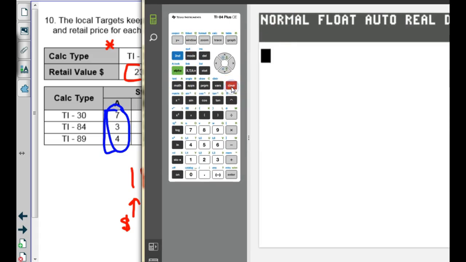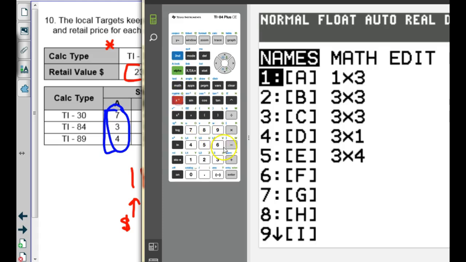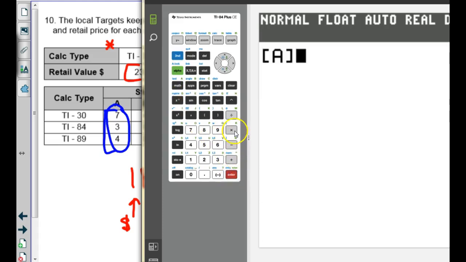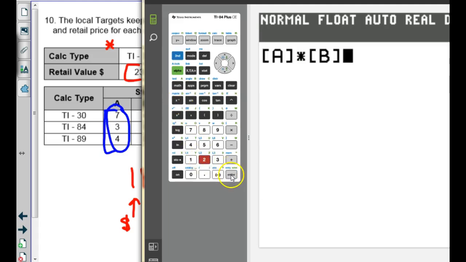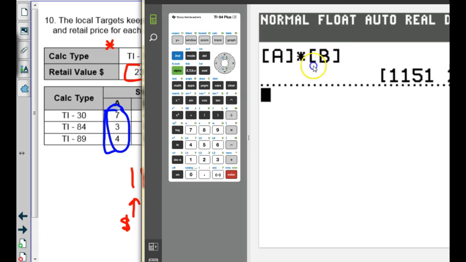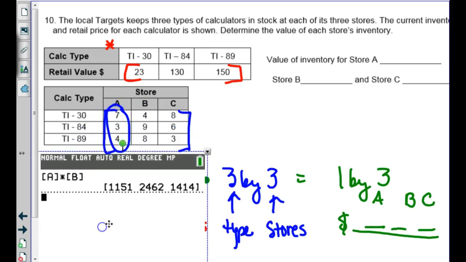Okay, then what do I do on the home screen? I have to put it in that order, the 1 by 3 times the 3 by 3 that I put in. Anybody else get those numbers? The inventory for store A was worth $1151, store B was worth $2462, and for store C $1414. Any questions?